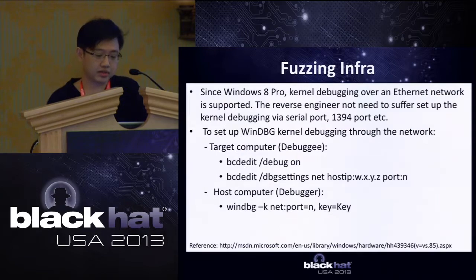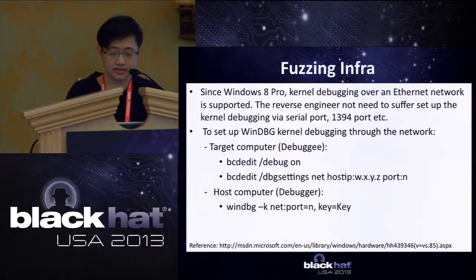And we use the advantage of the Windows 8 OS, where kernel debugging can be connected through the network, and this makes reverse engineering easier than on previous operating systems. The setup process is very simple. You just need to execute 2 commands in the debuggee operating system to configure the port number and debugger IP address, and the result of the command will generate the key. And in the debugger OS, you just need to launch WinDBG with the key and port number you configured previously.